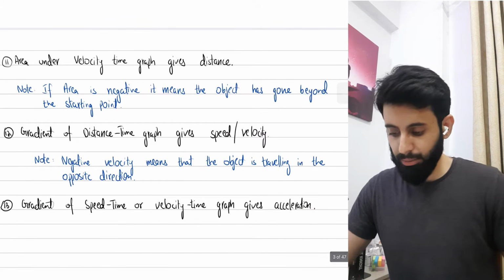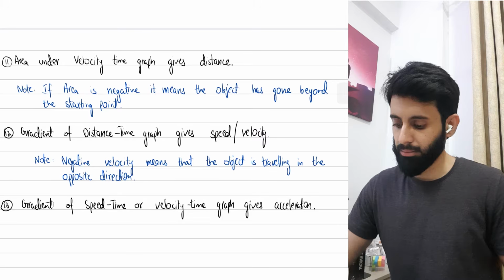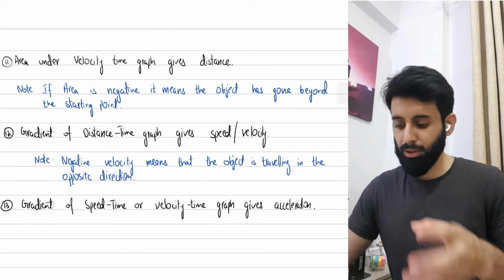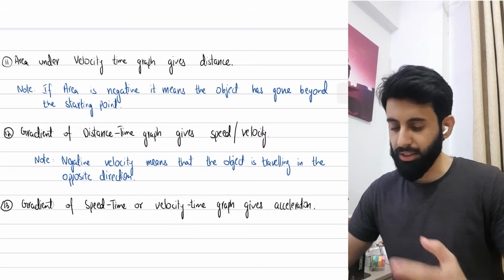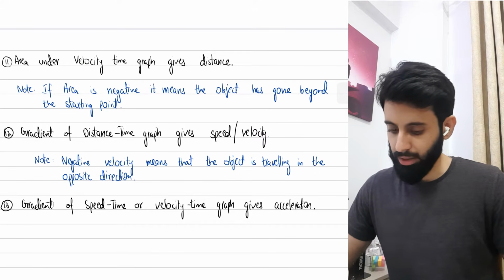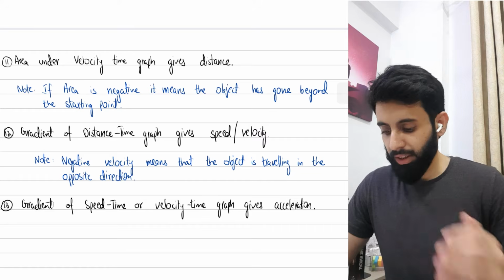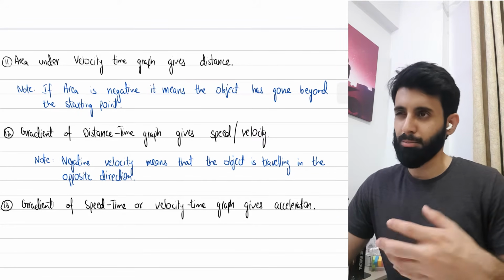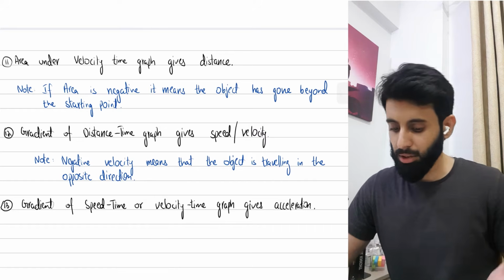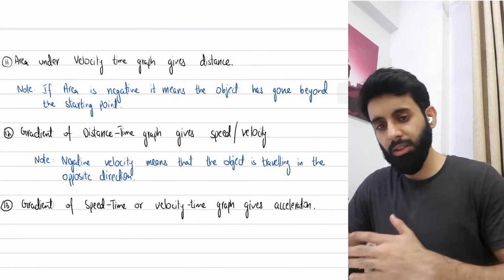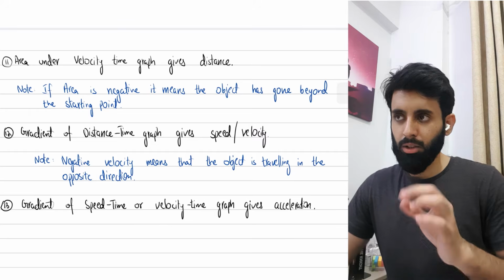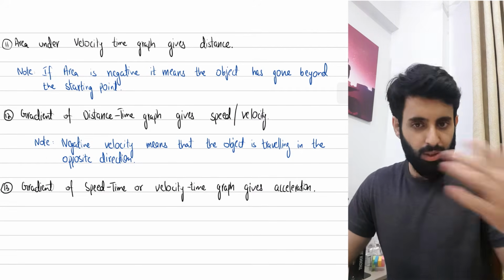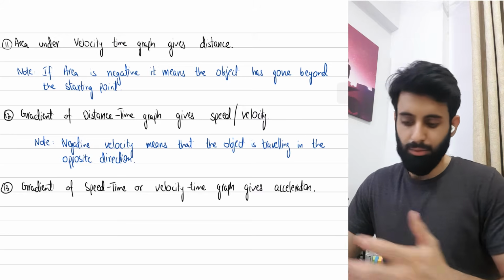Area under a velocity time graph gives distance, like I mentioned. In some cases, it also gives you displacement, but we'll learn to make the distinction when we're dealing with actual questions. And then if area is negative, it means it has gone beyond the starting point. So if the area is minus 20 meters, that means the object has gone 20 meters beyond the starting point. So if it started at O, it has gone 20 meters towards the left side of O, okay? That is, if you take the right side as positive, then left will be negative.